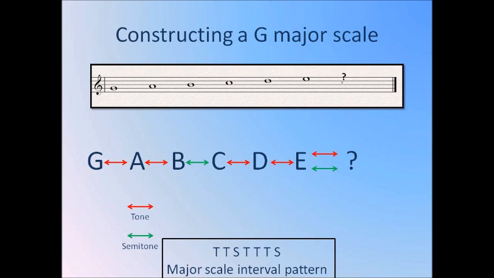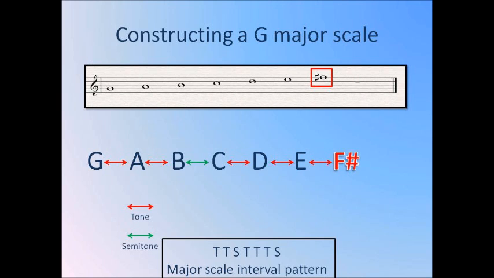The F natural is too narrow an interval. In this instance, it's too narrow by a semitone. So what we have to do to solve this is to raise the F, to sharpen it by another semitone. We call this note F sharp.